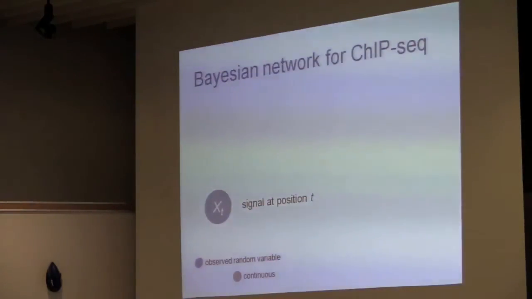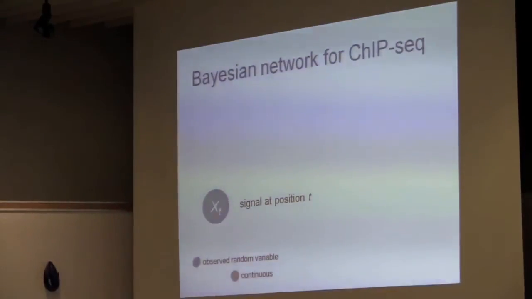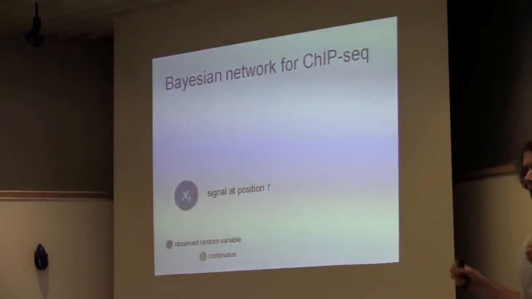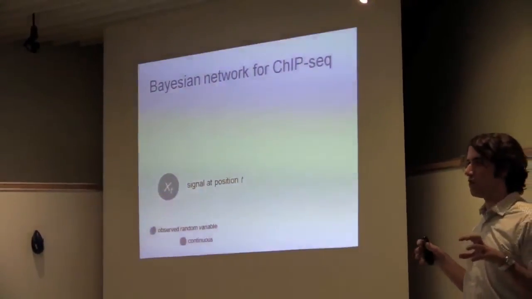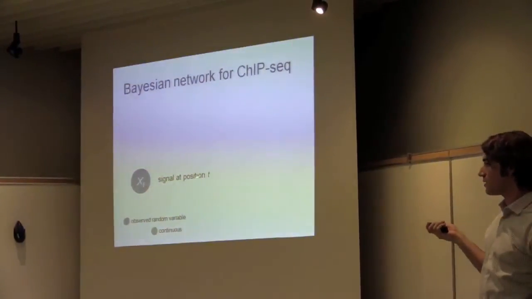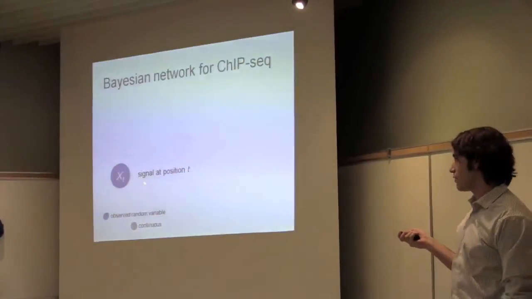So we implement this using a Bayesian network. And I'm going to start with the simplest sort of Bayesian network I could think of for this sort of technique, and then expand into the full Bayesian network that we use. So if you're looking at the results of one experiment after processing with something like Wiggler, you end up with a number at every position.